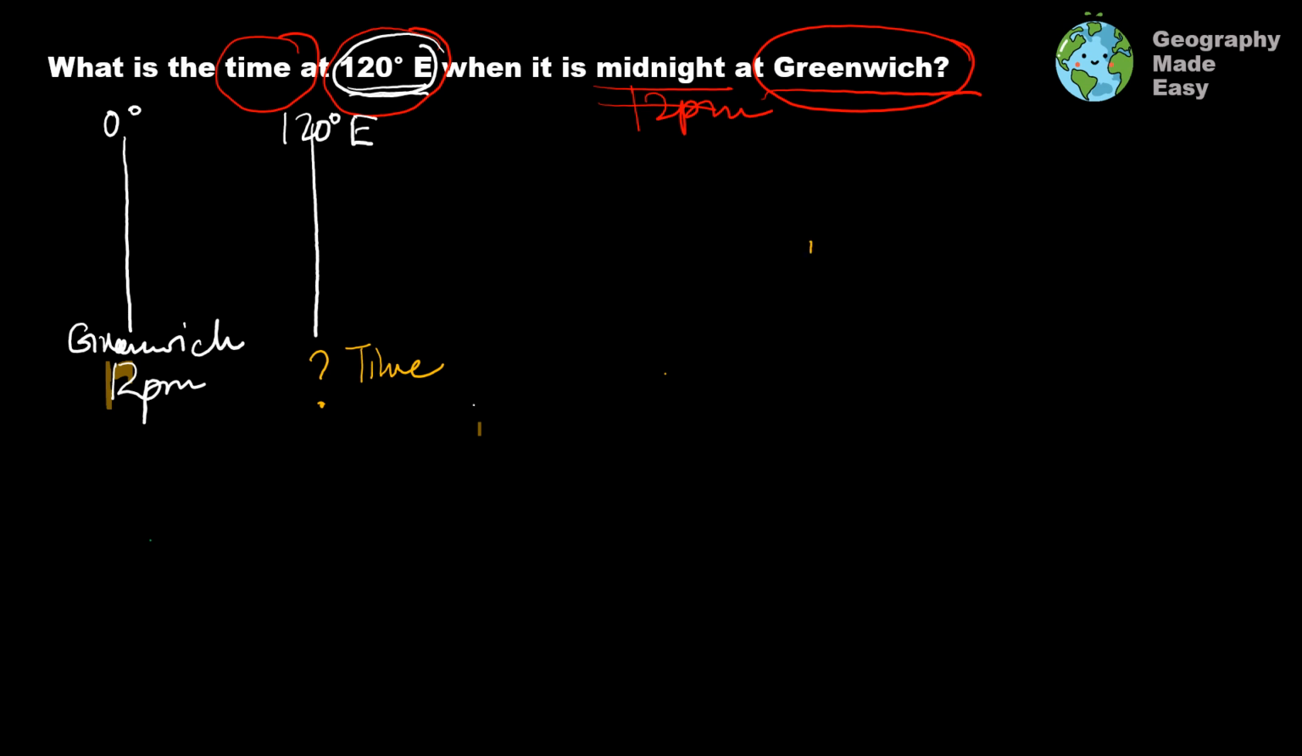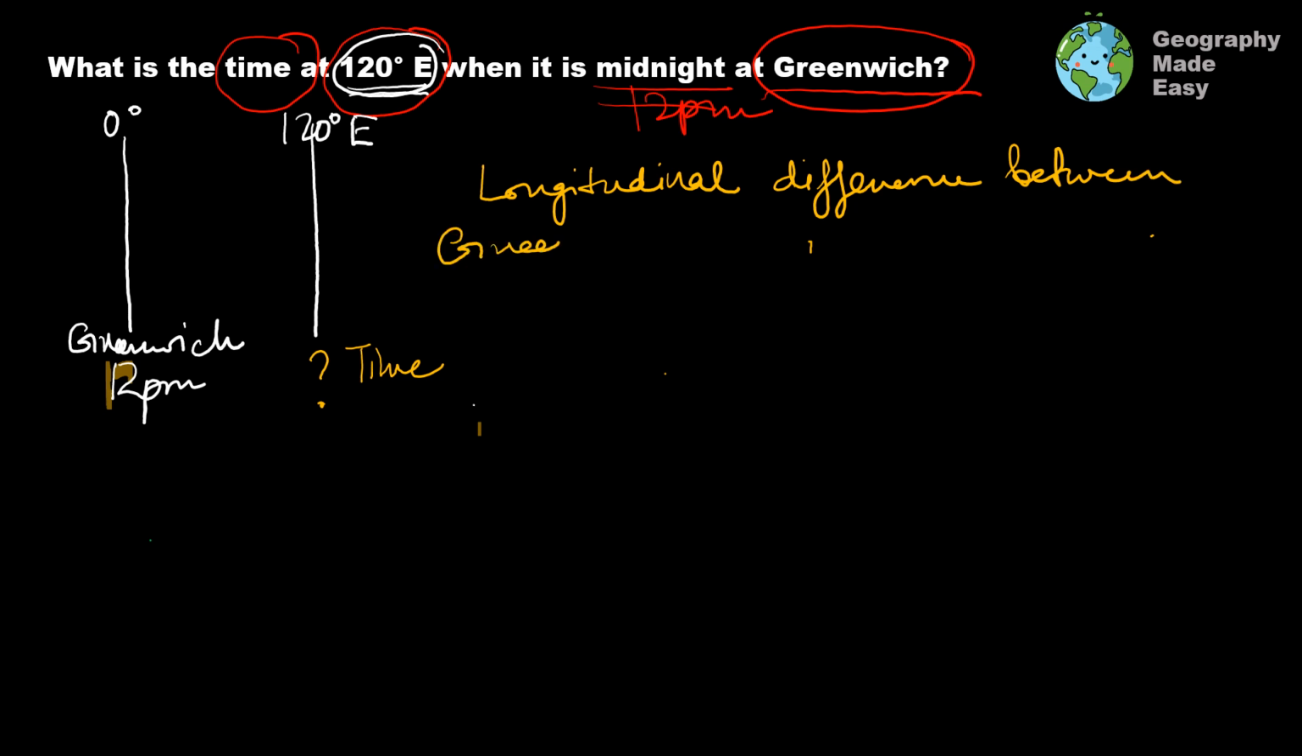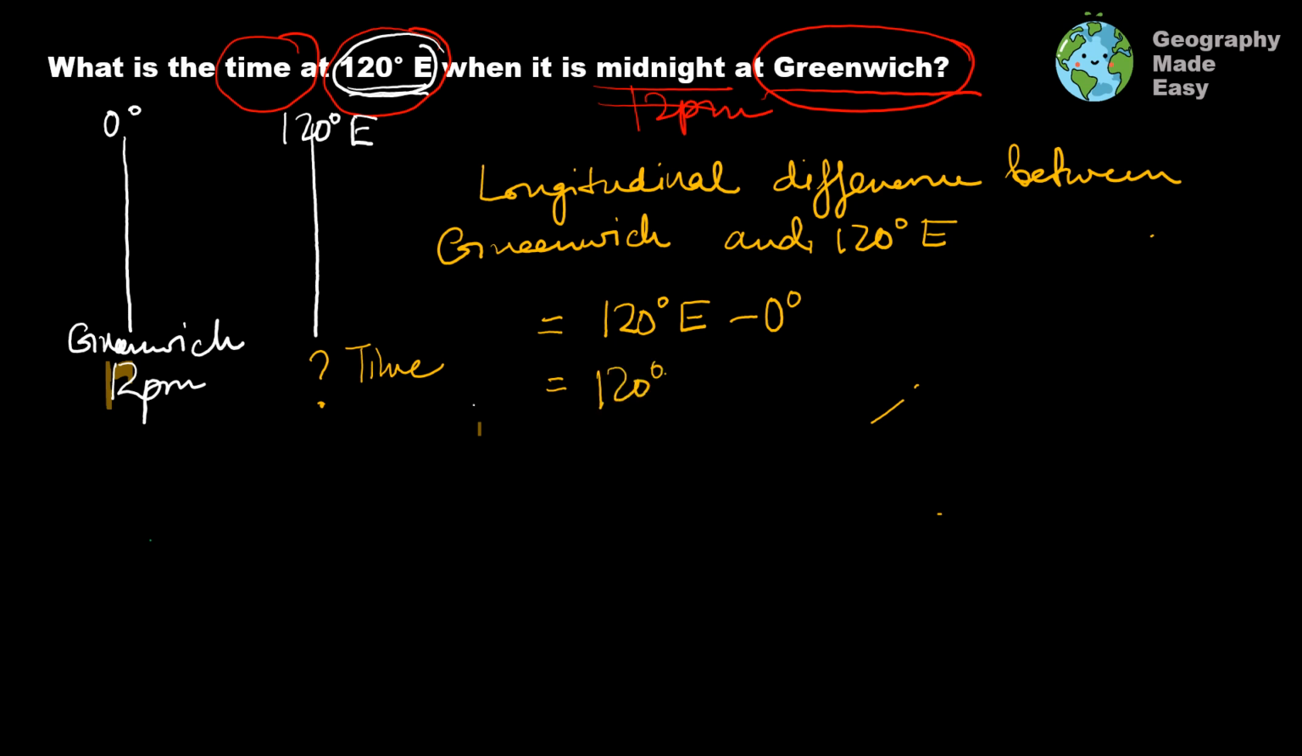So let us begin. Longitudinal difference between Greenwich and 120 degrees east, right? So we know that 120 degrees east minus 0 degrees. This was simple because we know that Greenwich is 0 degrees. So the total longitudes between the two places are 120 in number.